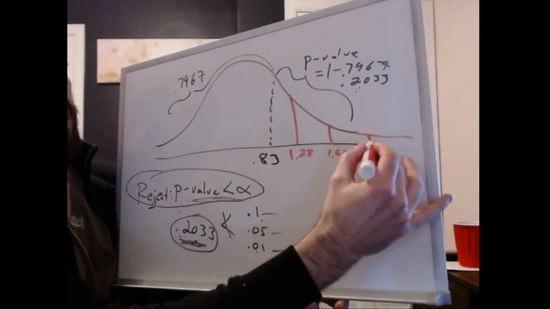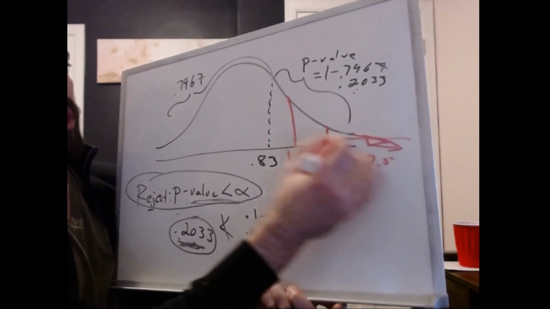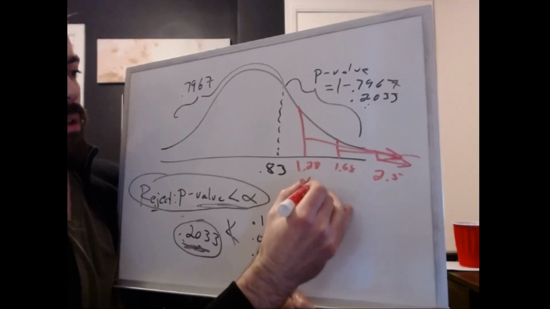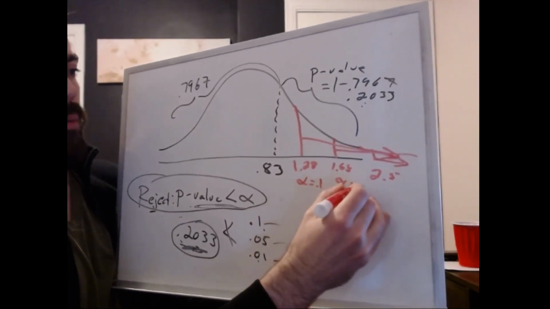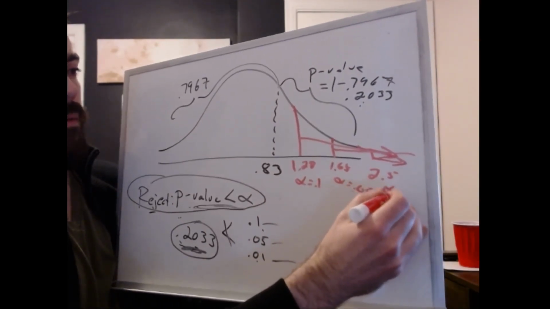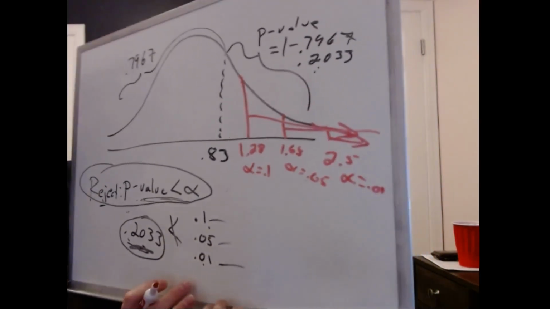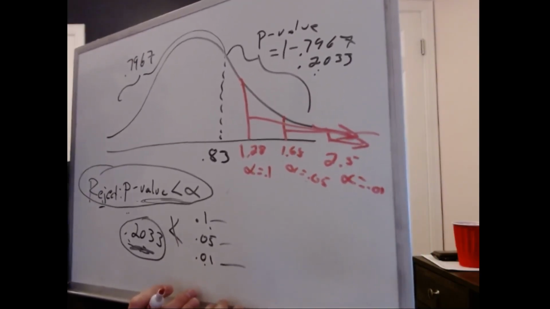So here's our rejection regions, anything to the right of these three critical values. These correspond to an alpha of 0.1, 0.05, and 0.01, right? Those are our three critical values. We talked about that in the problem earlier.